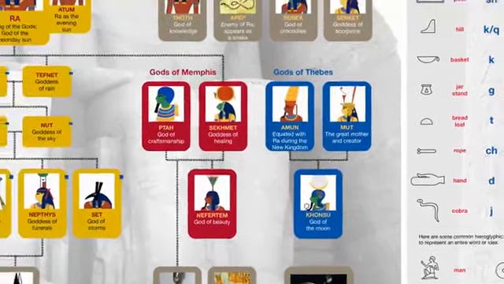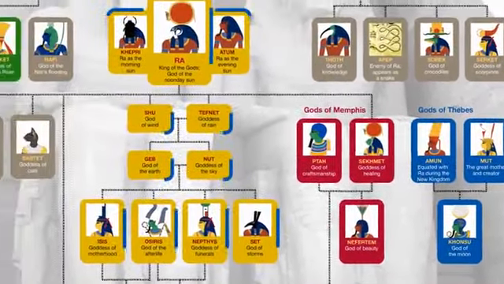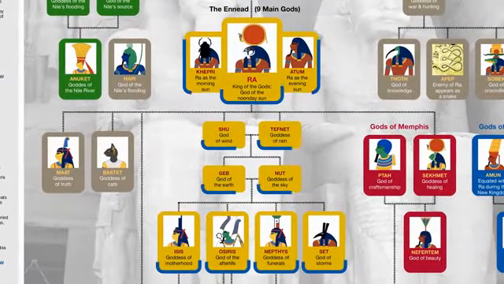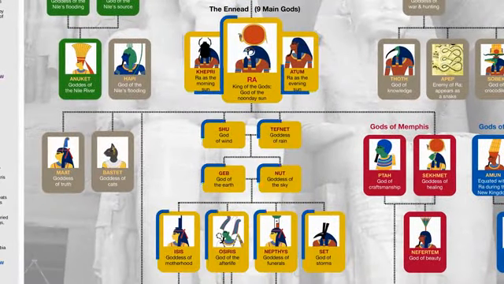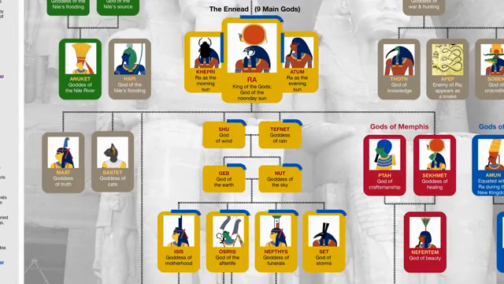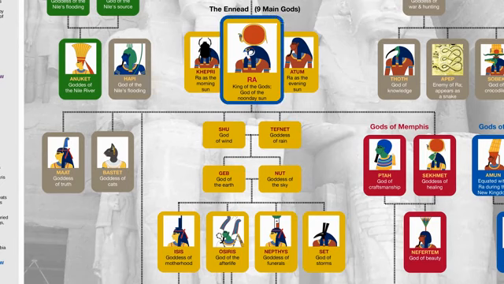However, eventually a group of 9 gods, known as the Ennead, Enea being the Greek word for the number 9, became the main set of gods for all of Egypt. At the top was Ra, the king of the gods and the main god of the sun. His center of worship was in a city near Memphis, which the Greeks later called Heliopolis, city of the sun.